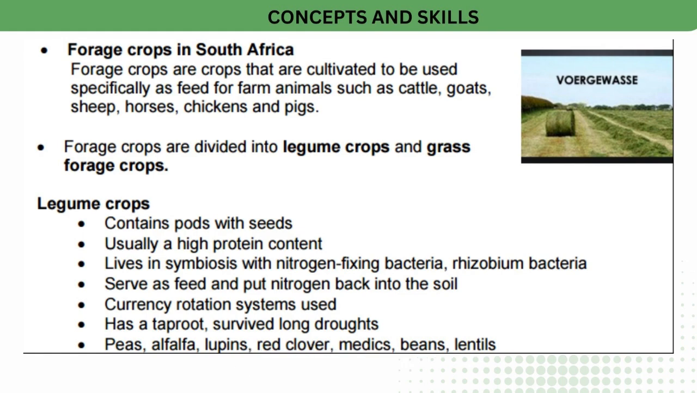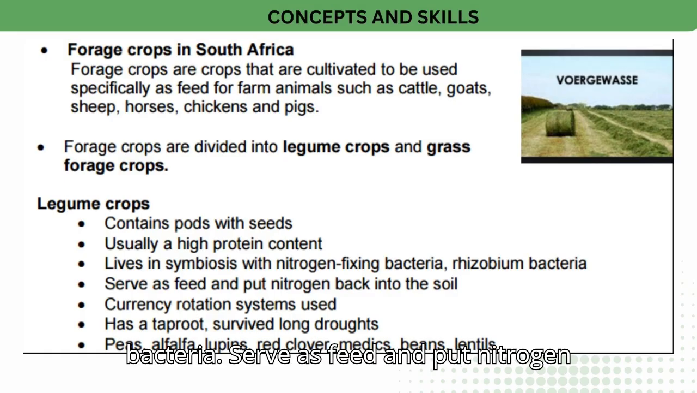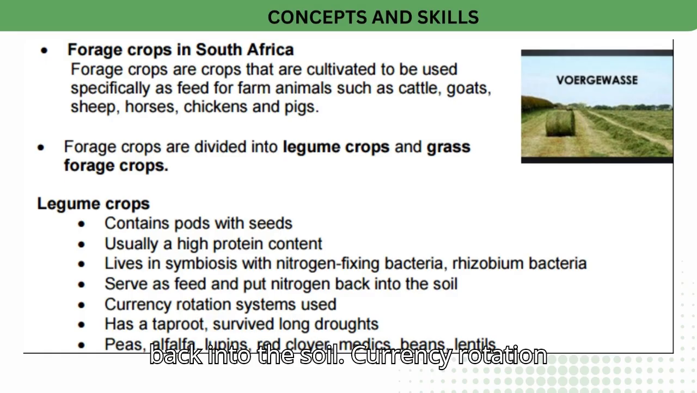Forage crops. Legume crops. Contains pods with seeds. Usually a high protein content. Lives in symbiosis with nitrogen-fixing bacteria, rhizobium bacteria. Serve as feed and put nitrogen back into the soil. Used in crop rotation systems. Has a taproot, survives long droughts. Peas, alfalfa, lupins, red clover, medics, beans, lentils.